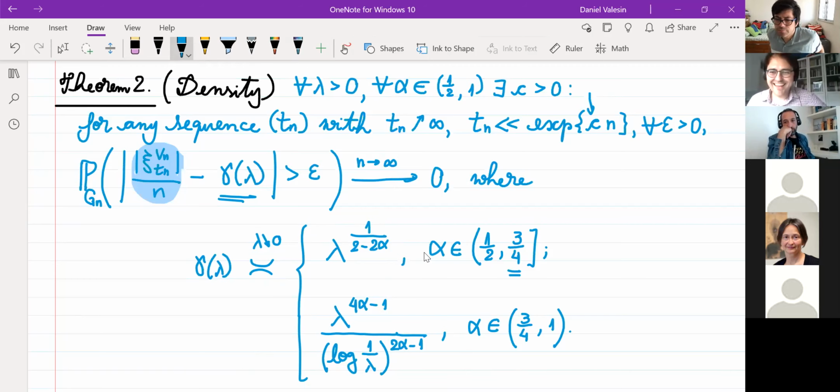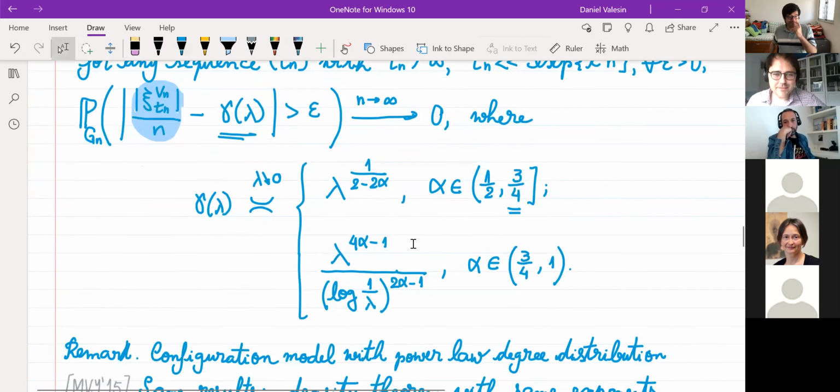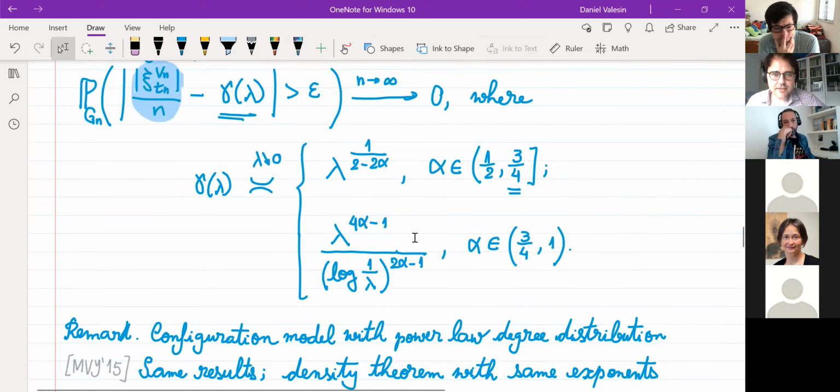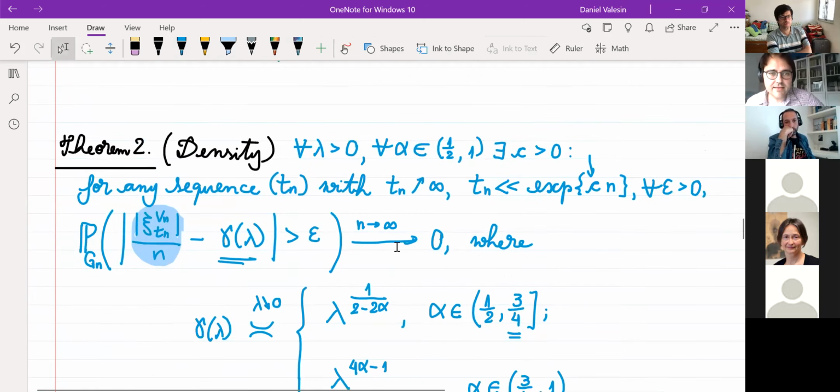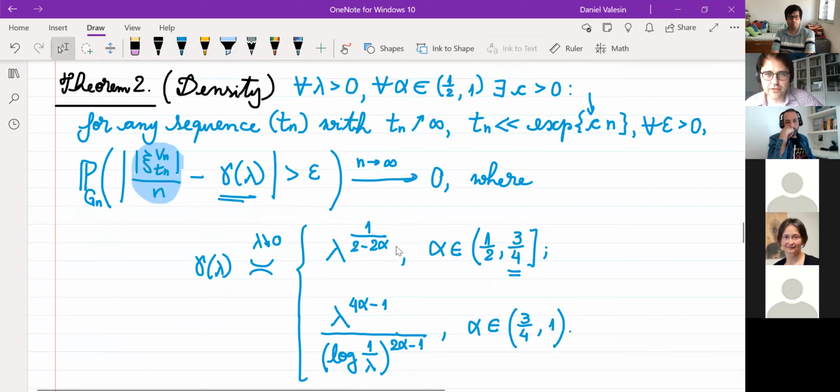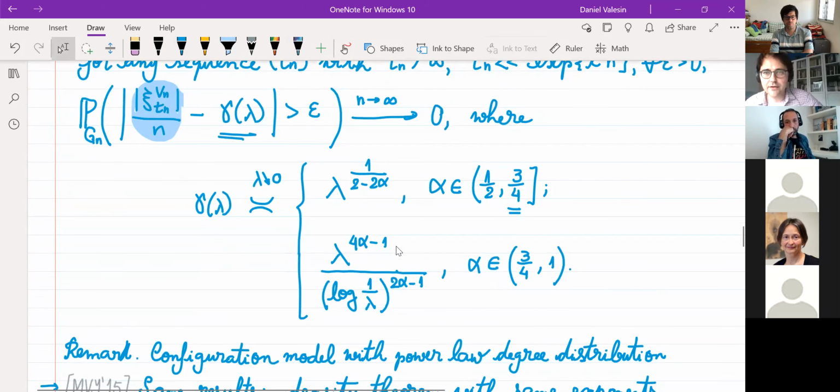Okay. Let me say something about these results. We have a previous paper about the contact process on the configuration model with power law degree distribution, by Mountford, myself, and Yao. We get the same results there, and in this density theorem we get the same exponents. So these exponents look like they could be present in other classes of random graphs as well.